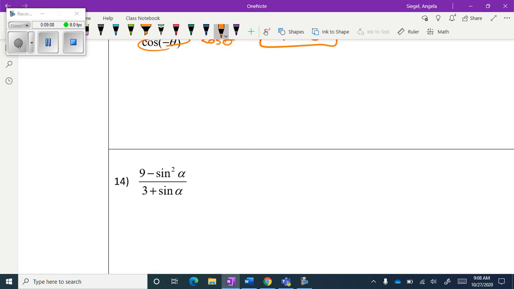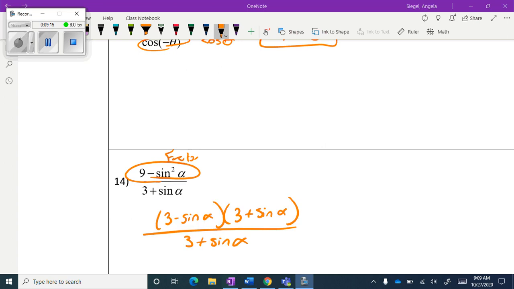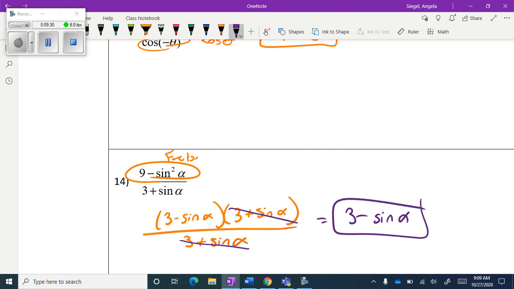Okay, this one, you are going to do algebra. So I'm going to give you a hint. You need to factor it. So see what you can do with that. Okay, so when you factor that, you should come up with this. And so that means that these are going to cancel, and you're just left with 3 minus sine of alpha.